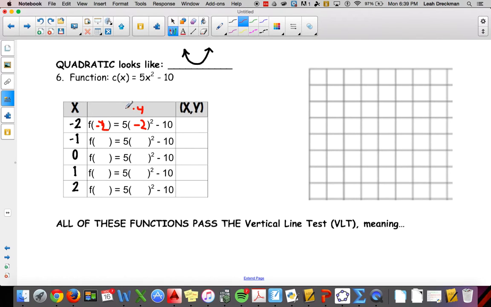Times 5 gives me 20. Take away 10 gives you positive 10. So don't square the product of these numbers. Just square the number that's next to it. All right, that's what the parentheses are for. The parentheses tell us what is applied to the exponent. All right, so that gives us 20 minus 10 is 10. So negative 2 gives us an output of positive 10.